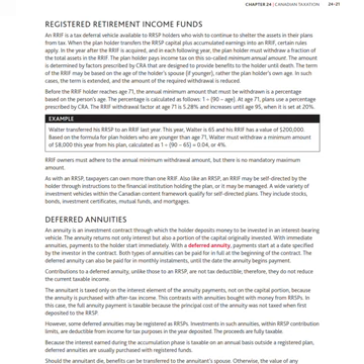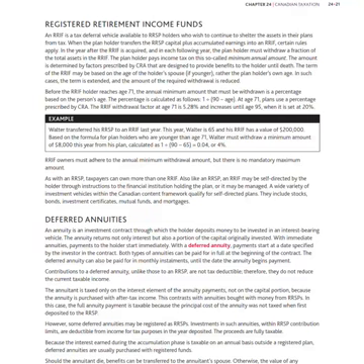Before the RRIF holder reaches age 71, the annual minimum amount that must be withdrawn is a percentage based on the person's age. The percentage is calculated as follows: 1 divided by 90 minus age. At age 75, plans use a percentage prescribed by CRA. The RRIF withdrawal factor at age 71 is 5.28%, and increases until age 95, when it is set at 20%.